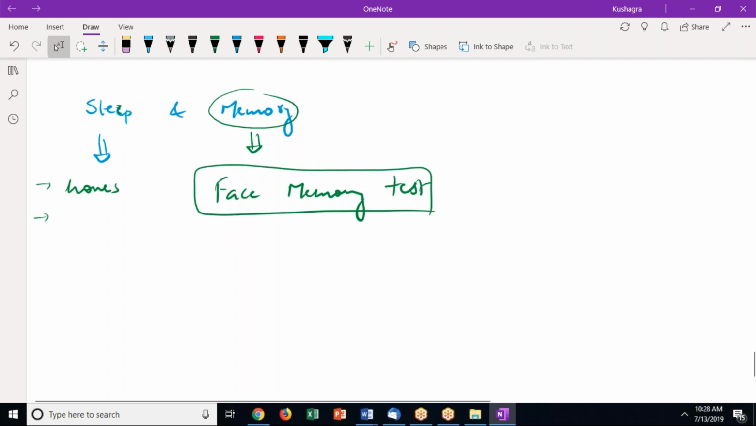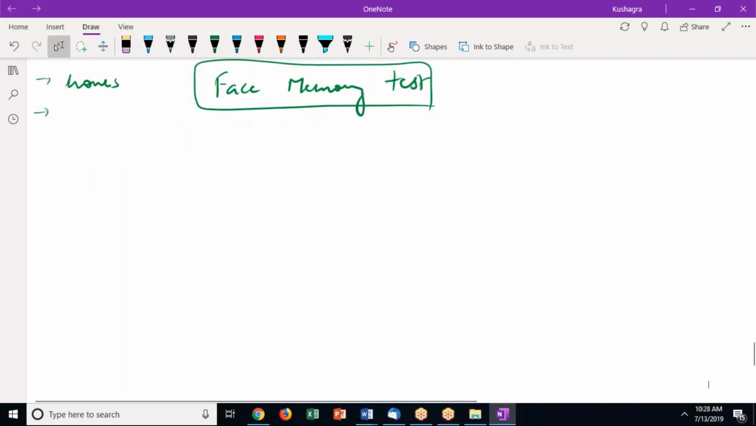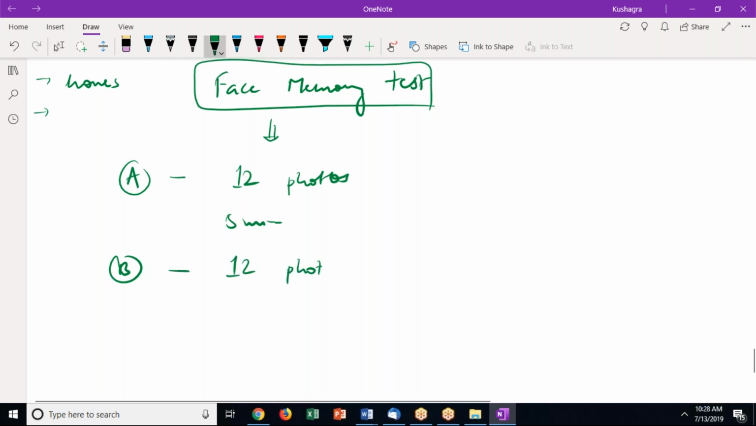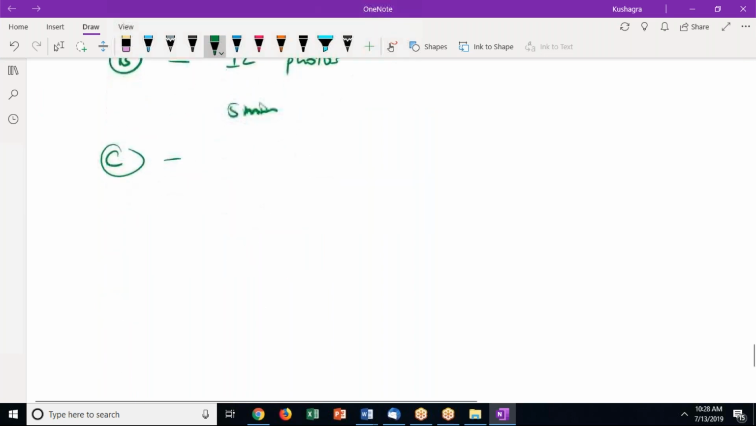In this face memory test, every individual taking the test was shown a set of 12 photographs in part one. He was given a 5-minute break. After 5 minutes had passed, another set of 12 photographs was shown. Another 5 minutes passed, and then the person was shown a set of 48 photographs.